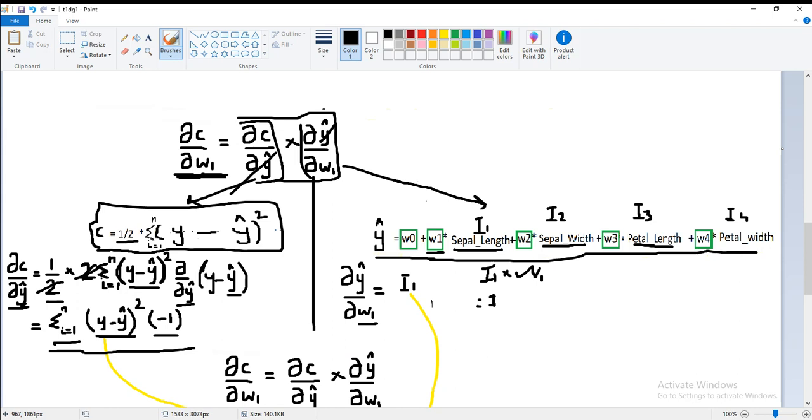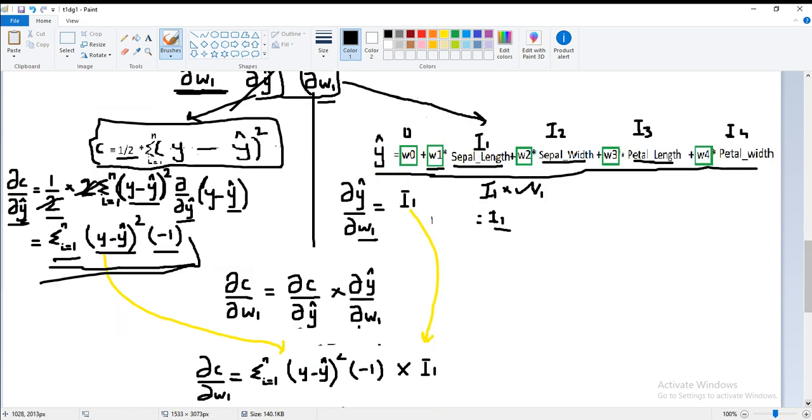And all other variables in the equation above are constants, so those will be equated to 0. W0 is set to 0, W2, W3, W4, everything is set to 0 here. And sepal length, sepal width, petal length, and petal width are obviously constants, and these other variables W1, W2, W3, W4, all of these are set to 0, as these are constants. So we are left with I1. We got the answers to both of these equations now. The partial derivative of cost with respect to y hat is this one right here, and the partial derivative of y hat with respect to w1 is I1.